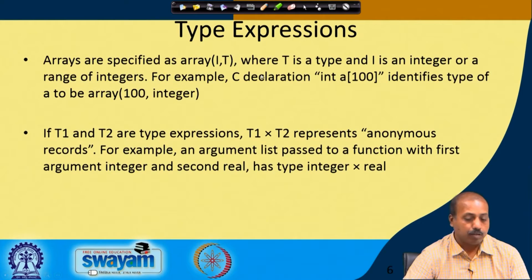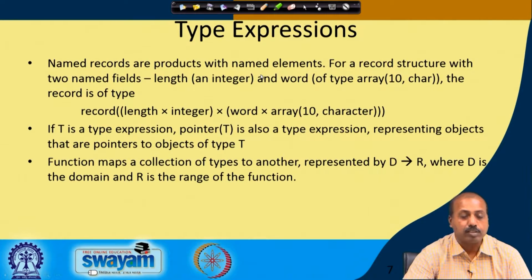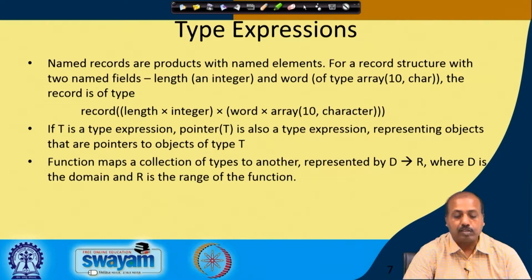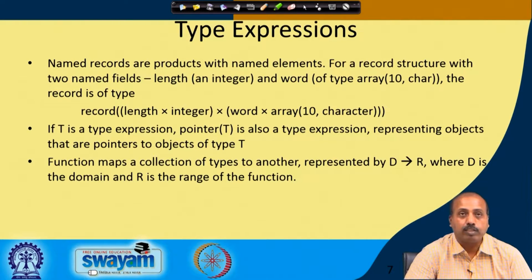Apart from that, we have named records. Previously we have seen unnamed records, but we can have named records. So, these are products with named elements. For a record structure with two named fields, length and word, where length is an integer and word is an array of 10 characters, the record type is record of length cross integer, and word cross array 10 character. So, that gives the names of the individual fields of the record, and then their corresponding types are mentioned.